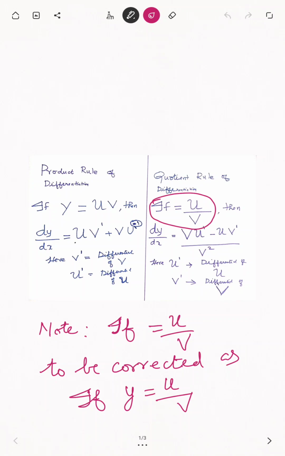Okay, what is a quotient rule? If y is equal to u by v, then dy by dx is equal to v u dash minus u v dash by v square. What is the meaning of this? V into differential of u minus u into differential of v, by v square. Here u dash is nothing but differential of u, and v dash is nothing but differential of v.